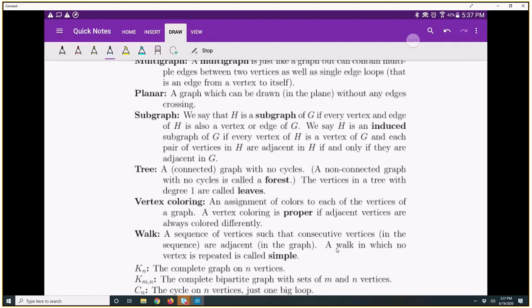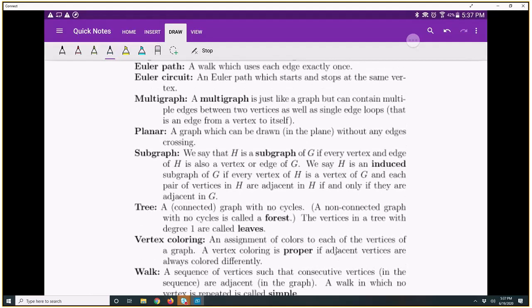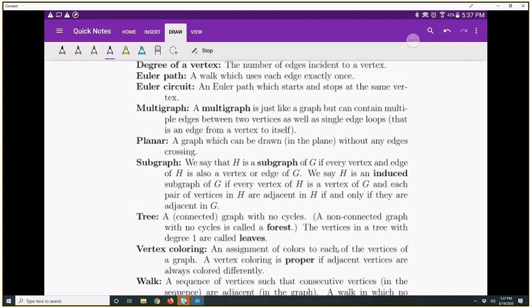Down here, we're going to have a walk. A walk is a sequence of vertices such that the consecutive vertices in the sequence are adjacent in the graph. A walk in which no vertex is repeated is called simple. And that brings us to the definition of an Euler path. An Euler path is a walk which uses each edge exactly once. Or we could also have what's called an Euler circuit. An Euler path which starts and stops at the same vertex is called an Euler circuit.